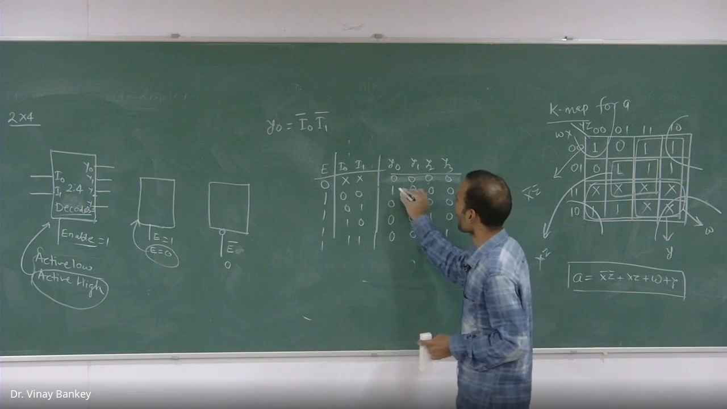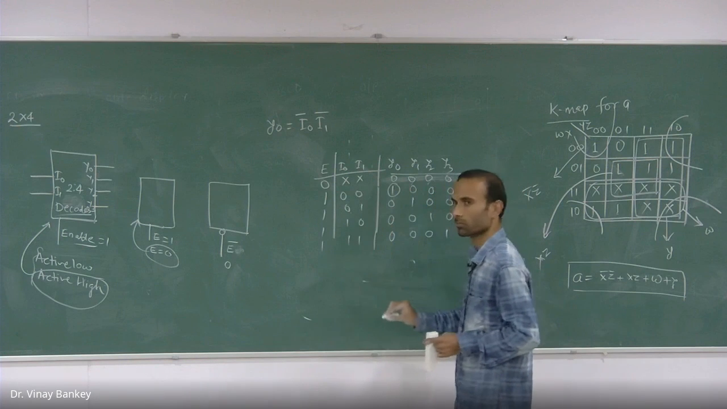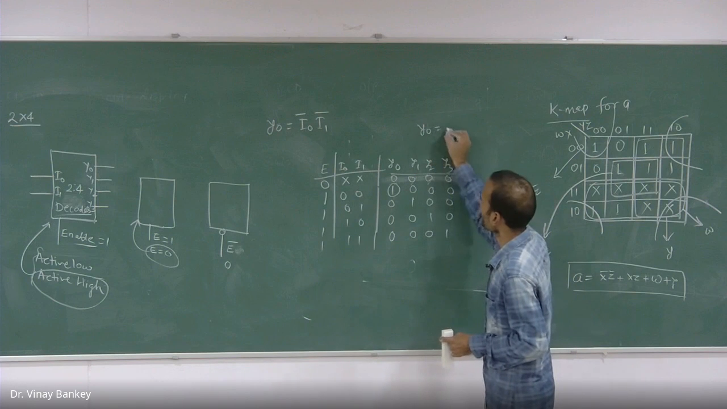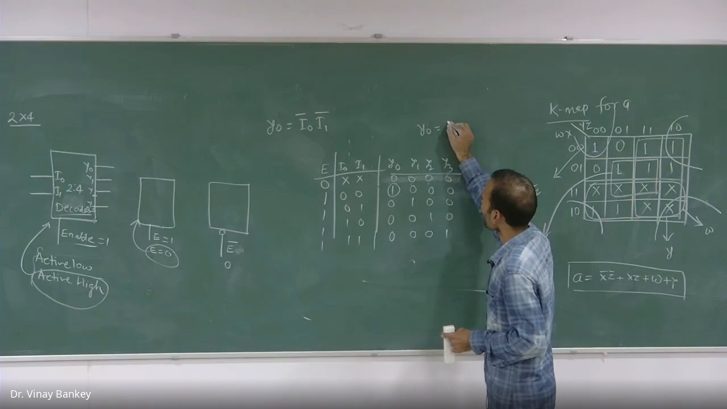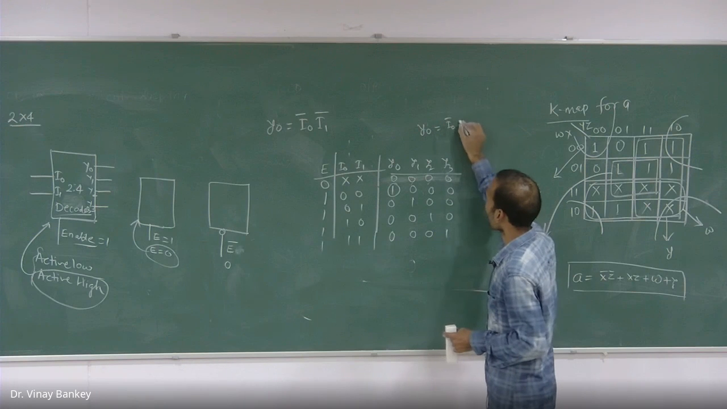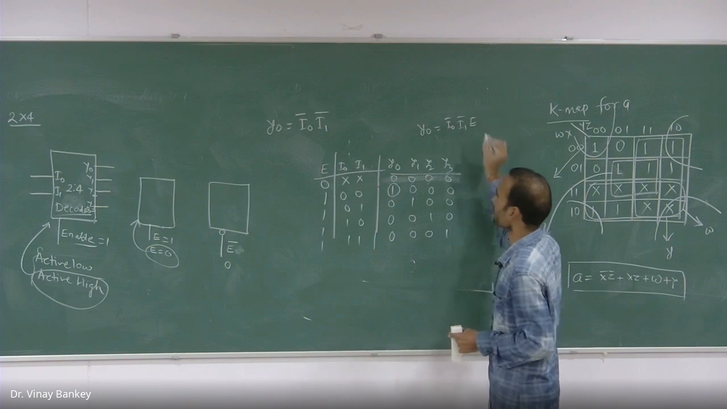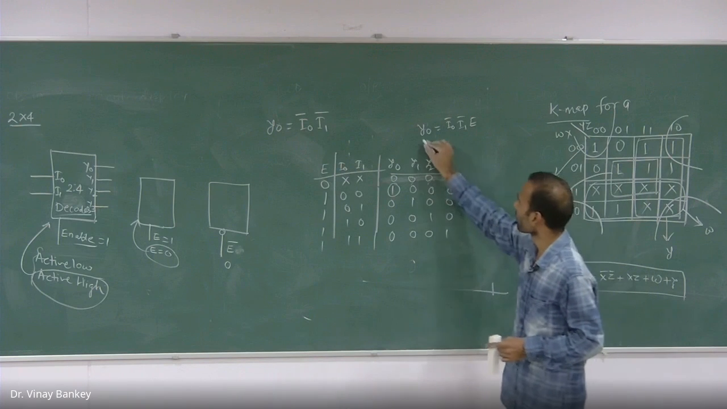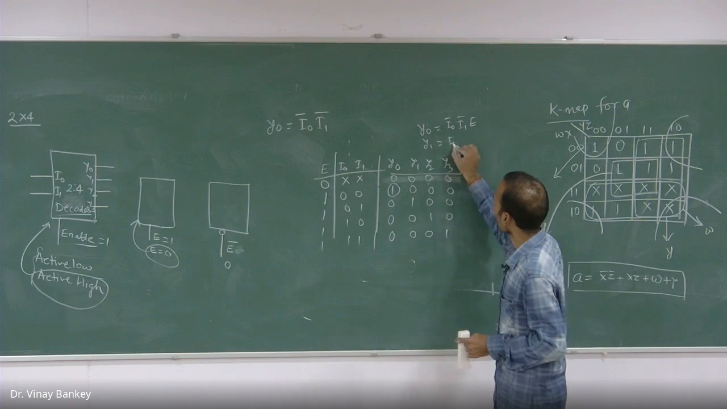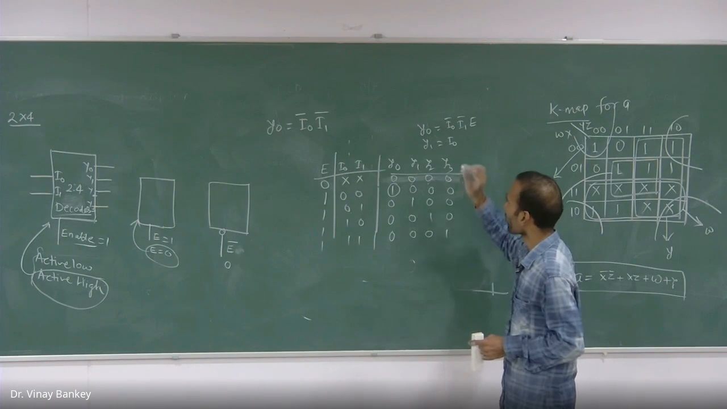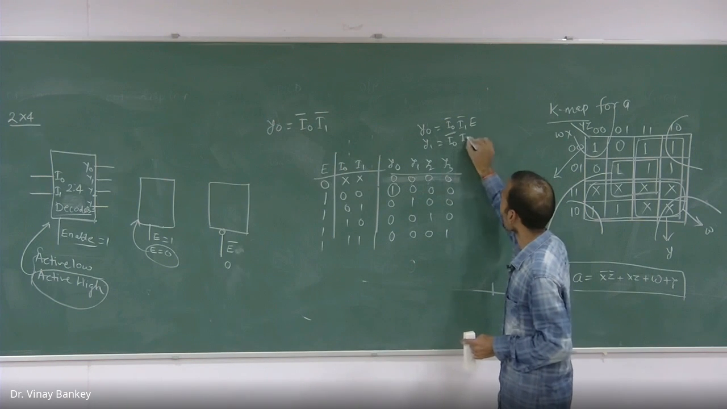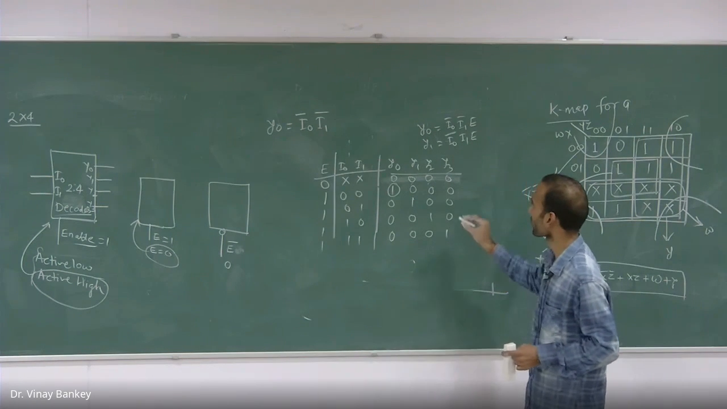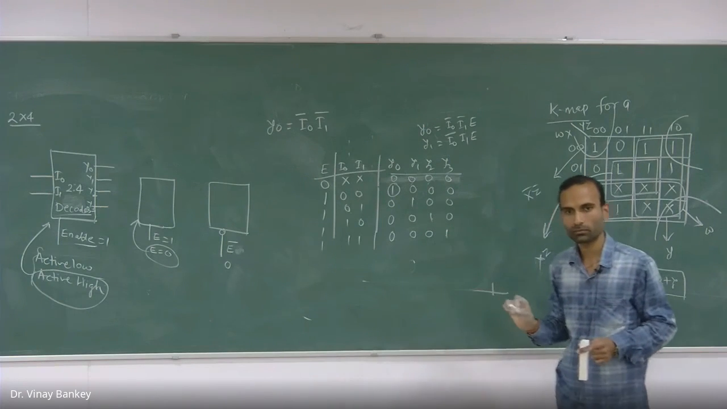Now you can write the Boolean function for this. So Y0 will be now what? Y0 will be I0 bar, I1 bar into E. Correct? Now Y1 will be what? I0 bar and I1 into E. Similarly, you can write for Y2 and Y3.